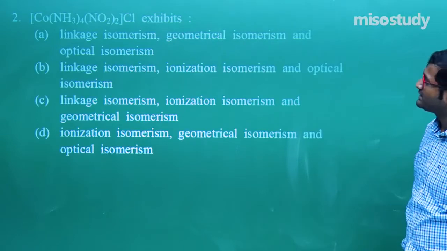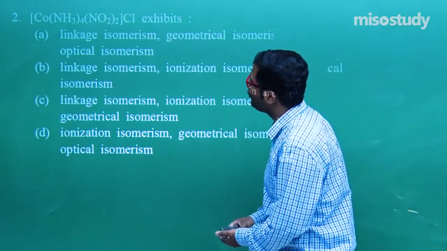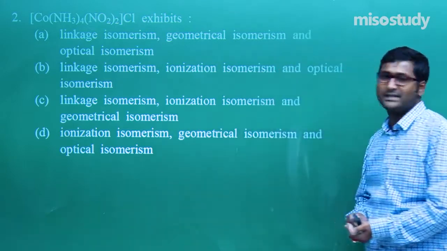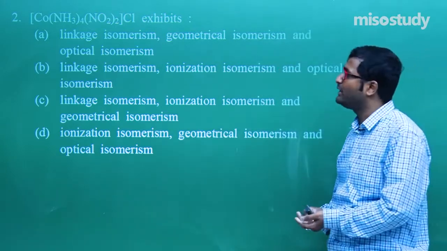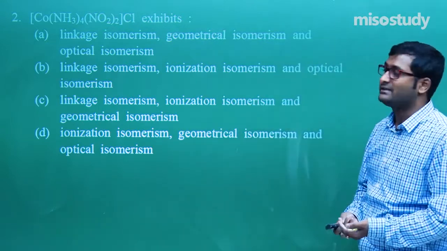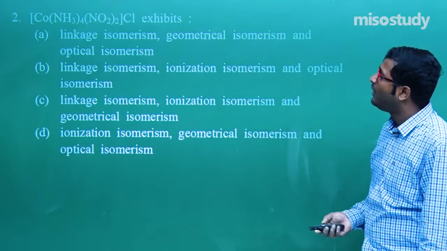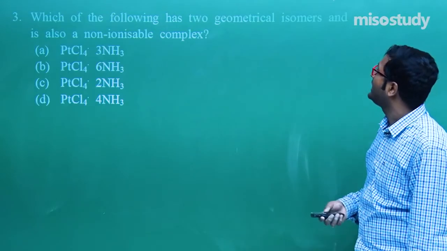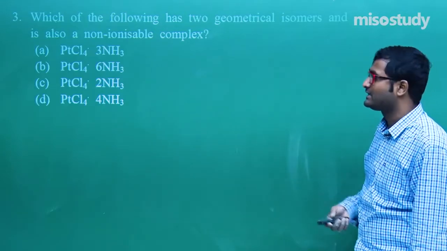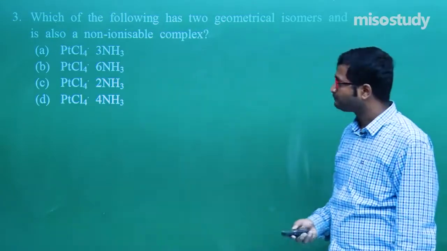Now for this complex, as I told you, it shows linkage isomer, it can show ionization isomer, it can show geometrical isomer A4B2, but optical isomer is not possible. There is an involvement of plane of symmetry. Now let's move. Which of the following has two geometrical isomers and is non-ionizable? As non-ionizable, no charge. This is the correct option, C.